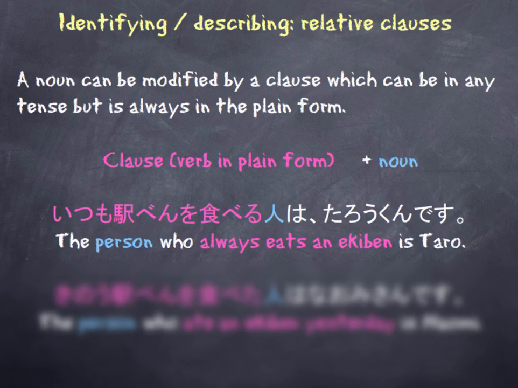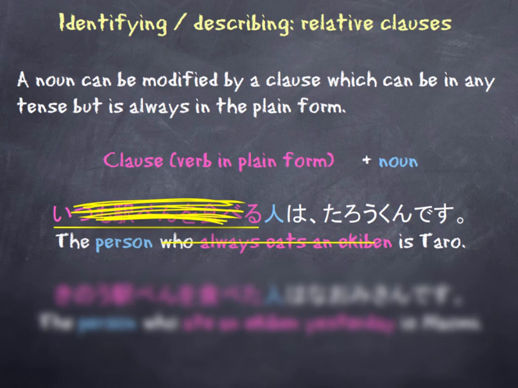The person who always eats an ekiben is Taro. いつも駅弁を食べる人は Taro-kun desu. What we're doing is simply injecting this extra phrase into our sentence. We could take it out and be left with simply "the person is Taro." But what we want to do is give extra information or describe further who Taro is or what Taro looks like, and so on and so forth.